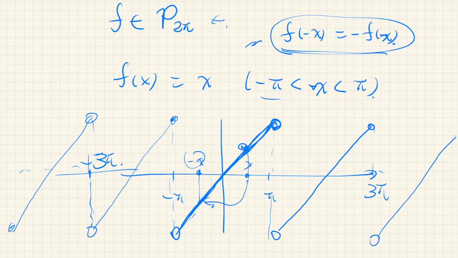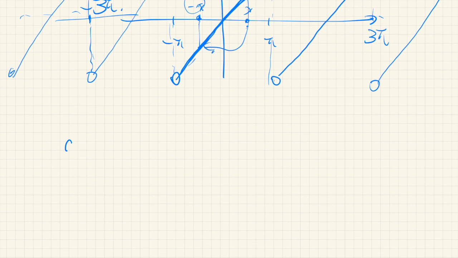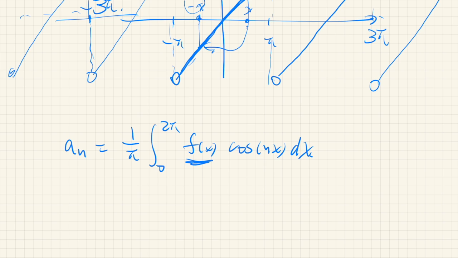Let's determine the Fourier coefficients. First, the coefficients of cosines. This is 1 over pi integral from 0 to 2 pi of f of x cosine nx. But f has a period of 2 pi, and cosine nx also has a period of 2 pi. So the product is also a periodic function with period of 2 pi. Therefore, we can just shift the interval here from negative pi to pi, f of x cosine nx dx.